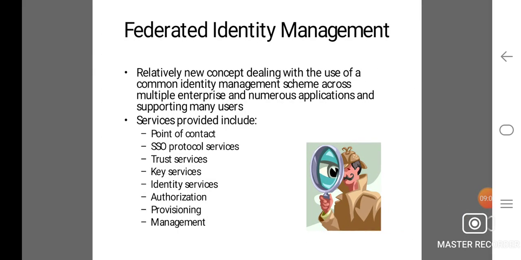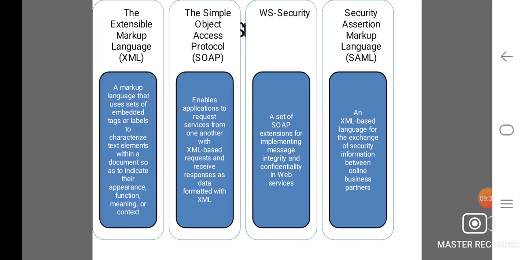Federated identity management is a relatively new concept dealing with the use of a common identity management scheme across multiple enterprises and numerous applications, and supporting many users. Services provided include point of contact, SSO protocol services, trust services, key services, identity services, authorization, provisioning, and management. Standards include the extensible markup language XML, the simple object access protocol SOAP, WS-Security, and the security assertion markup language SAML.